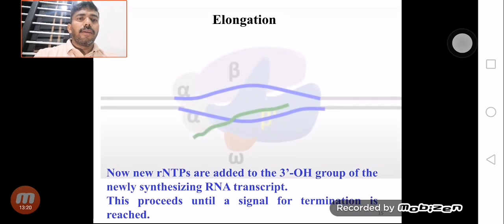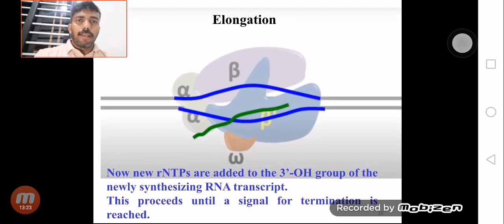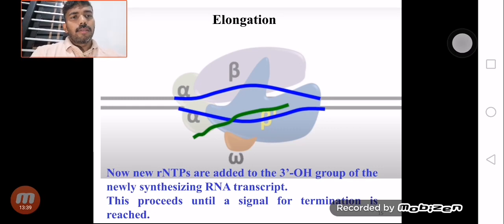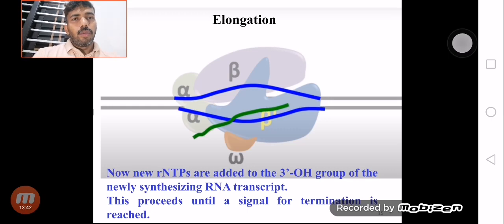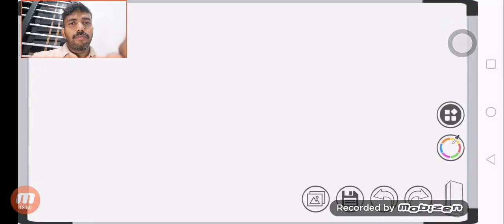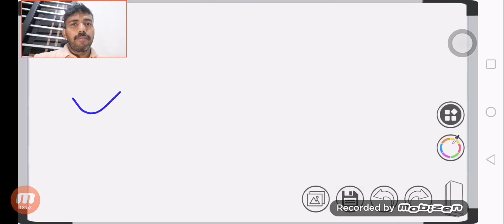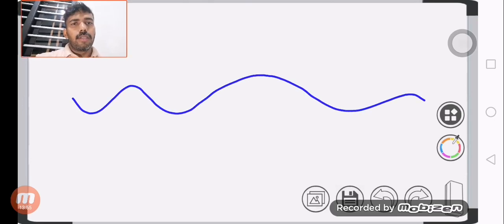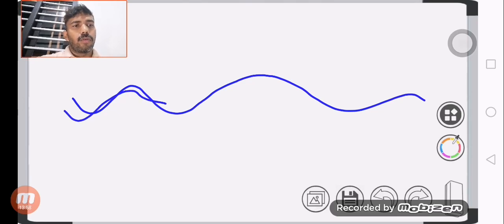So the elongation is a normal process as seen in replication, and it's similar to eukaryotic elongation. It is simply the addition of nucleotides to the 3' OH of the newly synthesizing RNA molecule. The main difference here is that we know in the case of the bacterial mechanism, suppose this is the site where the transcription occurs.